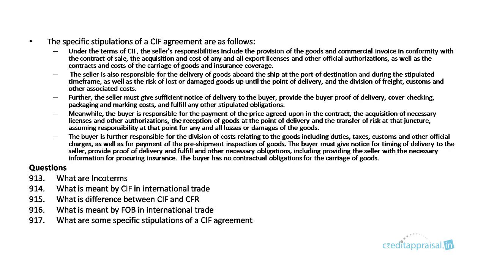The specific stipulations of a CIF agreement are as follows. Under the terms of CIF, the seller's responsibility will include the provision of the goods and commercial invoice. The seller is also responsible for delivery of the goods aboard the ship within the stipulated time frame, as well as the risk of lost or damaged goods up to the point of delivery. The seller must give the buyer sufficient notice of delivery. The buyer is responsible for payment of the price agreed upon in the contract, and for the costs related to the goods, including duties, tax and so on.